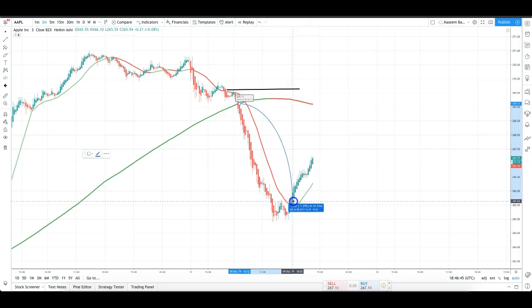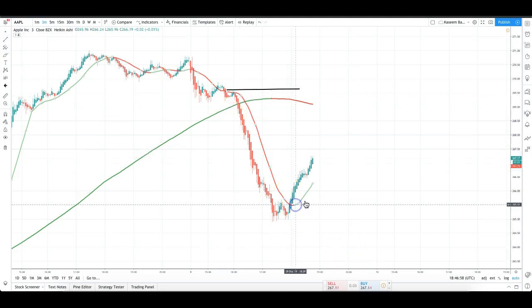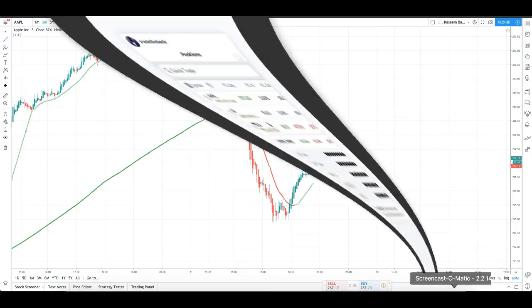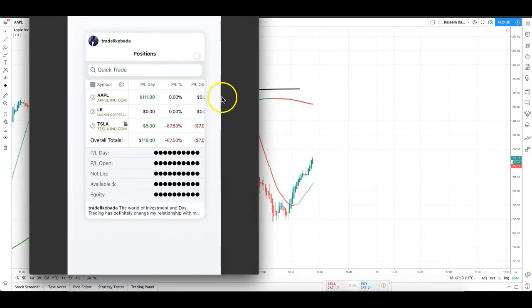I got out right here when the... sorry about that. I got out right here, as you can see. This was a 1.3% gain. I got out right here when the price changed. As you can see, the 200 changed color to green, and yeah, I got out right here, and this is the trade. Let's go ahead and show you.